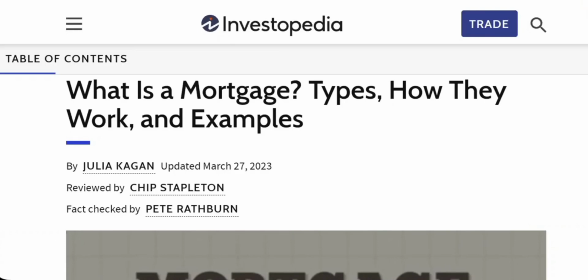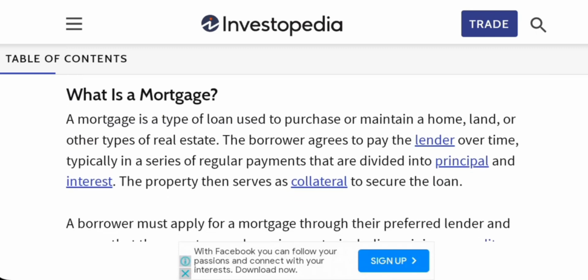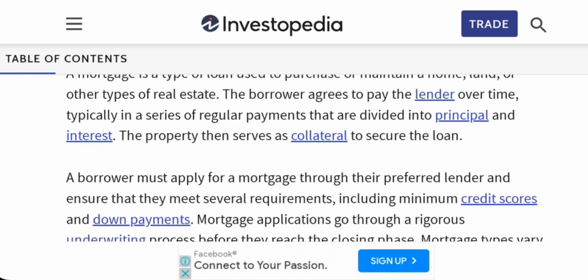So today's topic is about what is a mortgage, its types, how they work, and its examples also. So here we go. What is a mortgage? A mortgage is a type of loan used to purchase or maintain a home, land, or other type of real estate. The borrower agrees to pay the lender over time, typically in a series of regular payments that are divided into principal and interest. The property then serves as collateral to secure the loan.